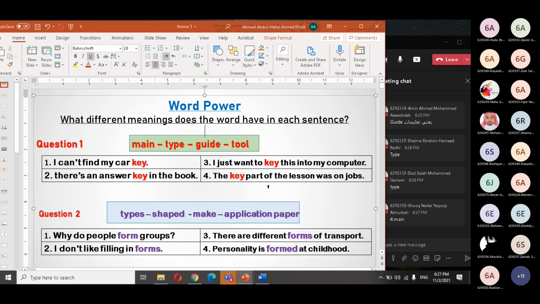And the last one, as Shog wrote, the key part of the lesson. The key part of the lesson means the main part of the lesson.